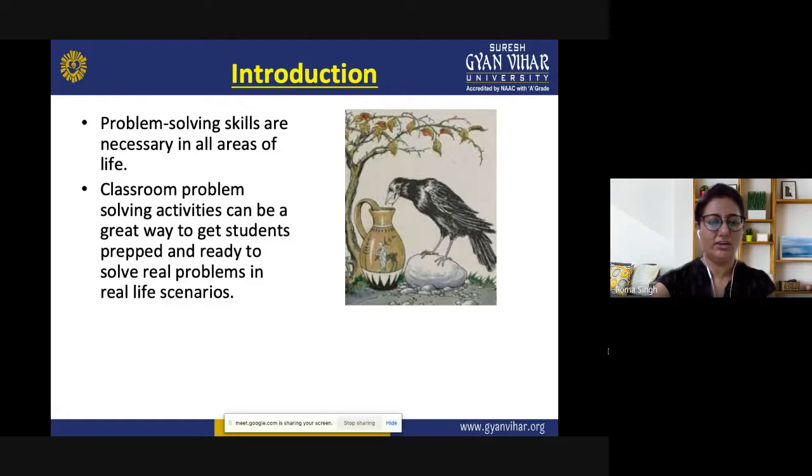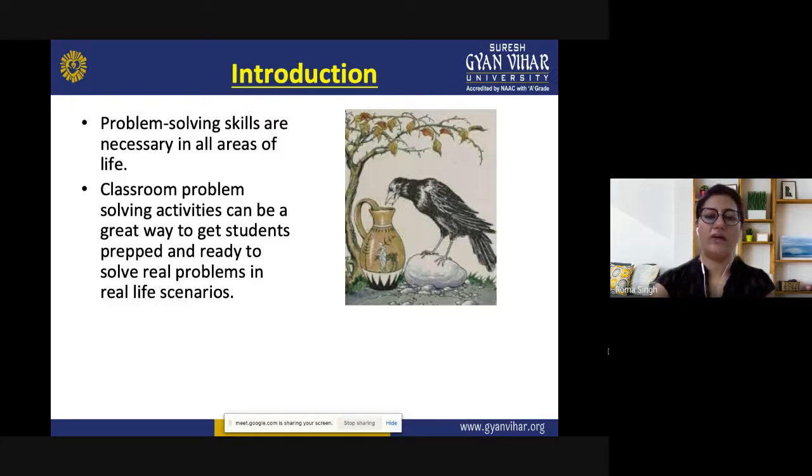So let us first introduce what the problems are and why problem solving skills are necessary, because in our life we look at problems in different ways. Such as we have problems in our classroom, in our daily lives, little problems of discipline, problem of irregularity or punctuality. Any problem can occur amongst us. So classroom problem solving activities can be a great way to get students prepped up and ready to solve real problems in real life scenarios.